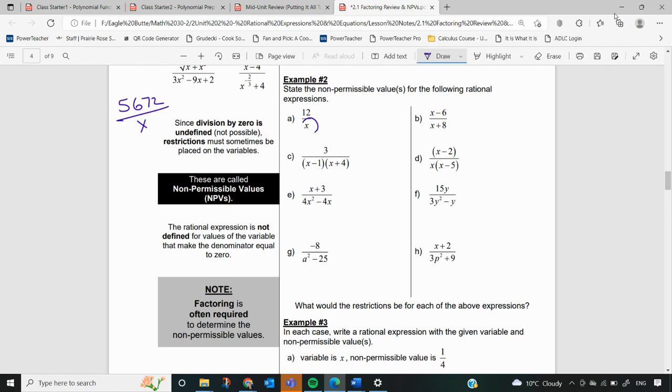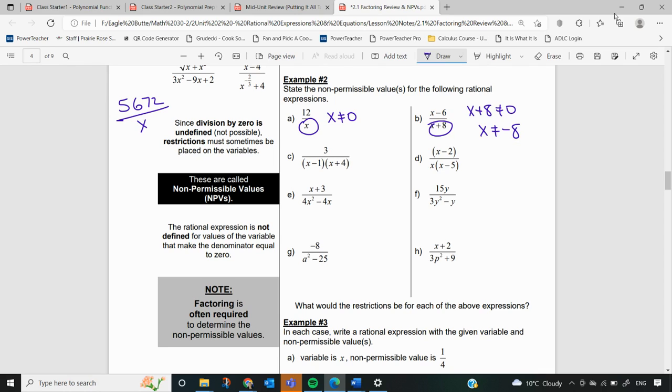So I'm looking at my denominator and I'm saying this cannot be equal to 0. So I literally take whatever's in the denominator and say it can't equal 0. In this case, my answer is already there. X can't be 0. For the next one here, we've got x plus 8. So I take that expression and I say x plus 8 cannot equal 0. I solve for x by subtracting 8 on both sides. X cannot equal negative 8.